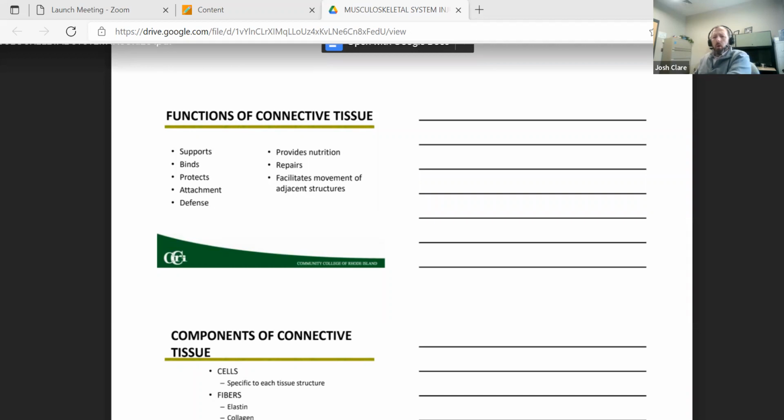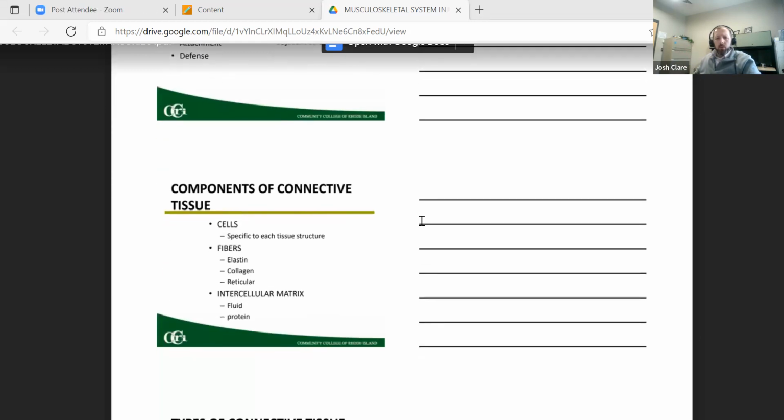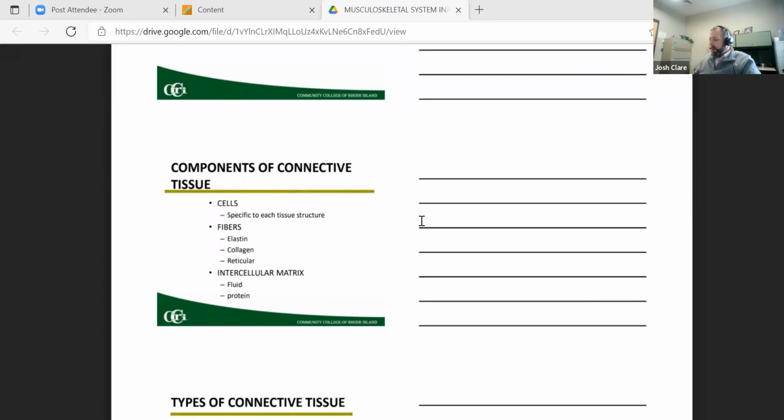Now, the makeup of each connective tissue is going to help determine what its exact function is. So the makeup of bone is different than tendon, different than ligament, different than muscle, different than fascia. And it's just the balance of materials that's in each one that is going to give it specific function. So what are the components of connective tissue? Well, cells. All right, great.